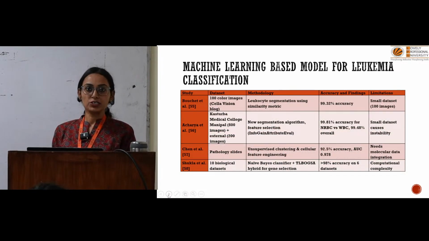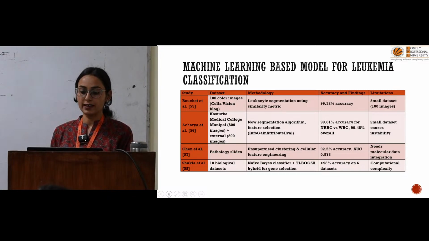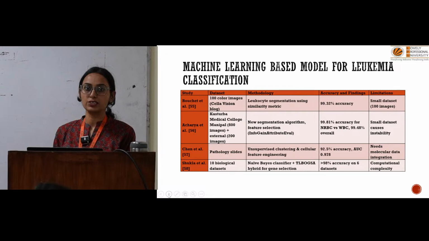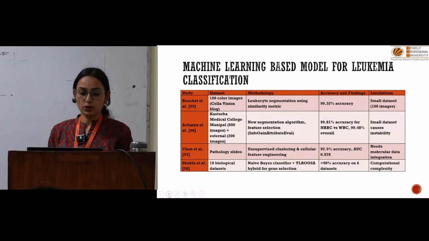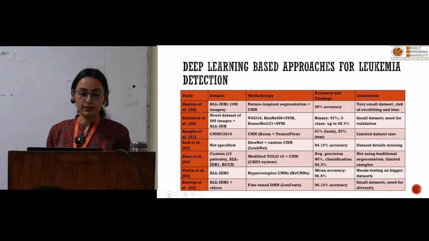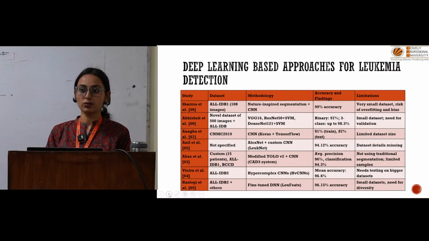So these are the other machine learning based models for the leukemia classification, and here it's mentioned what data sets are used in the various studies, the methodology they have used, accuracy and the limitation. Mostly the data set used in the studies is either ALL-IDB or certain images, a very small number of images, and very rarely a large data set is used. Next to this are the deep learning based approaches for leukemia detection. Here different data sets are used, and the methodologies used are also mentioned.